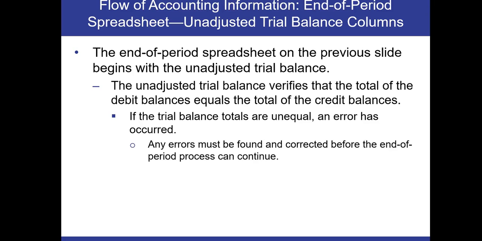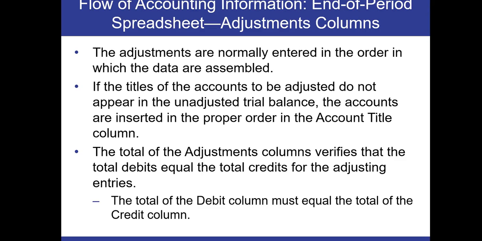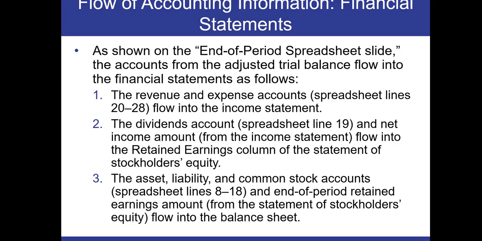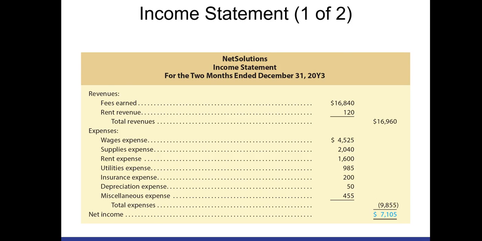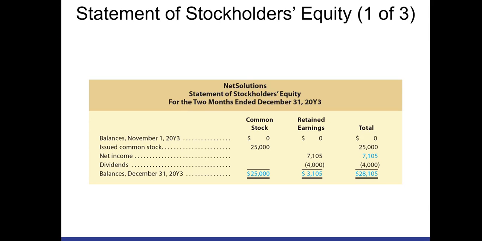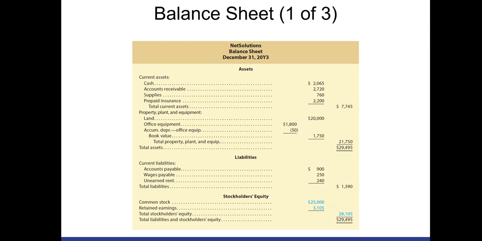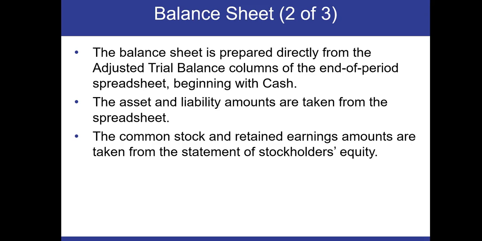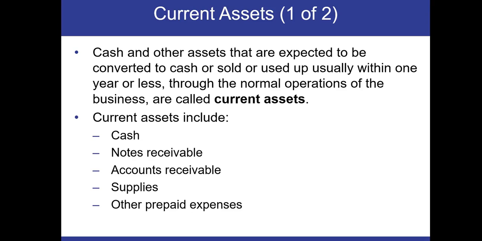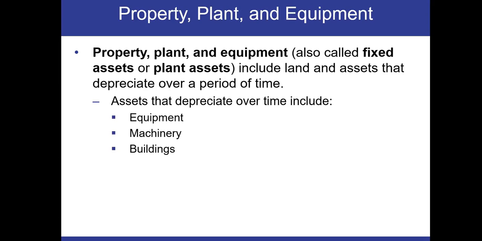Of course, we've talked about the unadjusted trial balance and the adjusted trial balance. They're looking at the income statement, the statement of retained earnings or statement of stockholders' equity, and of course the balance sheet. So what happens at the end of the year? I'm going to do the current assets and whatnot in another video, so it's not so long.